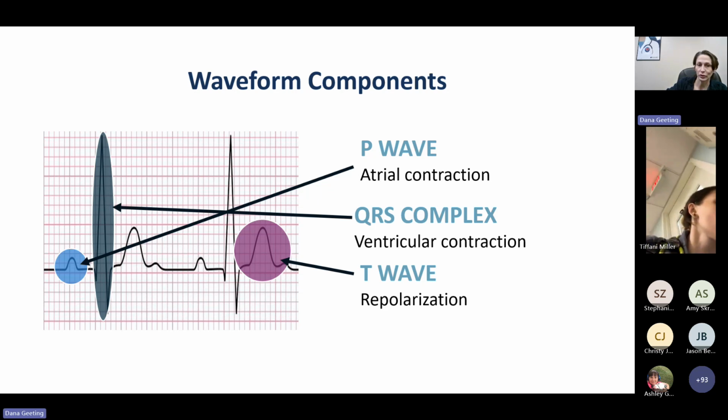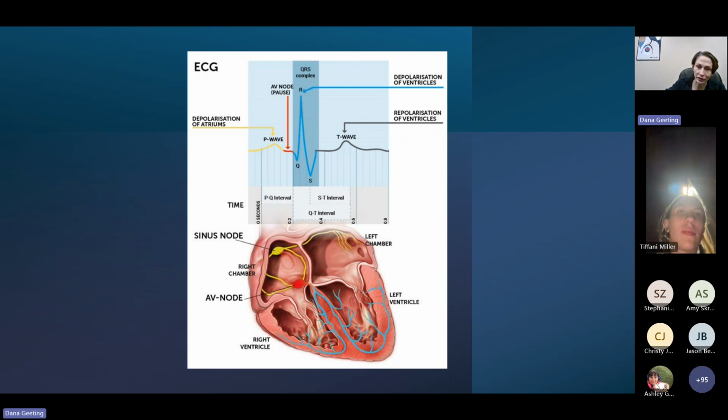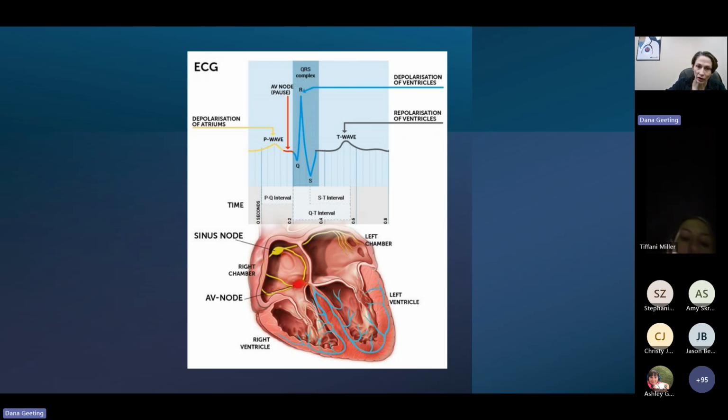And here kind of shows you more of the waveform components, a closer look, where here you have your atrial contraction, which is your P wave. Your ventricular contraction is represented by your QRS wave or QRS complex, and your T wave is your repolarization. And that just again shows you more of your ECG segments, and kind of gives you an idea of how the electrical conduction goes through your heart.